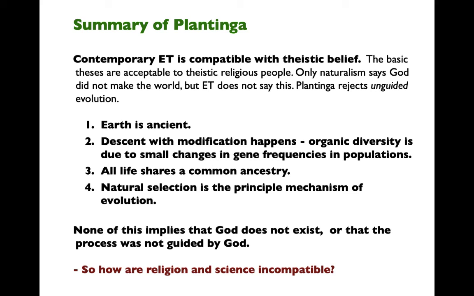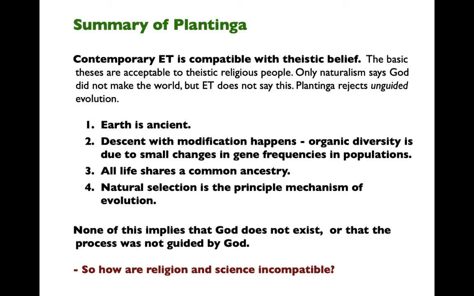So to summarize Plantinga, contemporary evolutionary theory is compatible with theistic belief. The basic theses are acceptable to theistic religious people. Only naturalism, according to Plantinga, says God did not make the world. But evolutionary theory does not say this. Plantinga rejects unguided evolution. Earth is ancient. Descent with modification happens. Organic diversity is due to small changes in gene frequencies in populations. All life shares a common ancestry. Natural selection is the principal mechanism of evolution. And none of this implies that God does not exist or that the process was not guided by God.